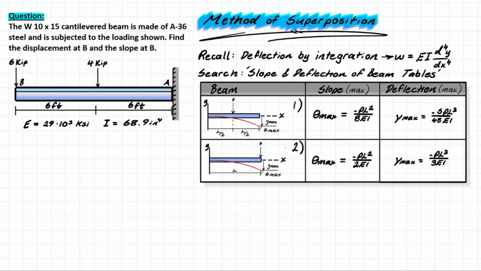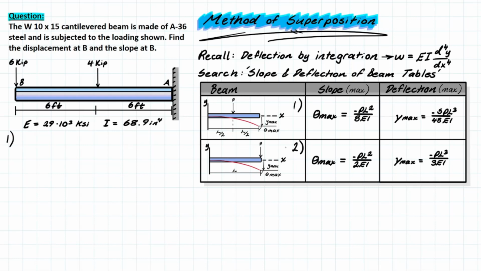And you can see we have both of our loading configurations here. We have the midspan load and we have the end span load. Both of these scenarios have generated equations for the max slope and max deflection at the end. If we add these together, you will end up with your final answer for this problem. So let's go ahead and start solving it by looking at the first case, which is where we have the point load at the midspan.